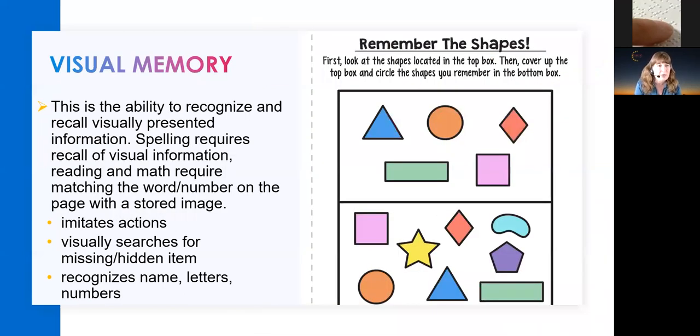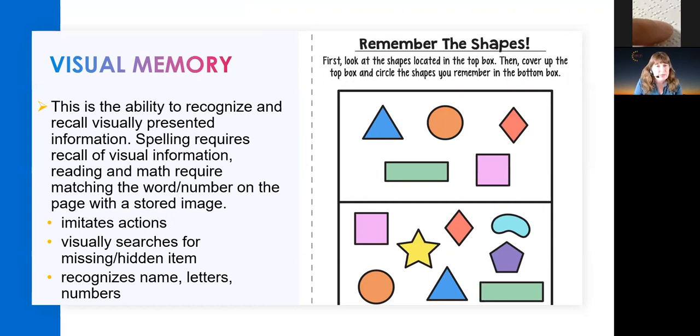Next comes visual memory. This is the ability to recognize and recall visually presented information. Spelling requires the recall of visual information. Reading and math require matching the word or number on the page with a stored image. Some of the ways to assess this are, can they imitate actions? Can they visually search for missing or hidden items? Do they recognize their name, letters, or numbers?